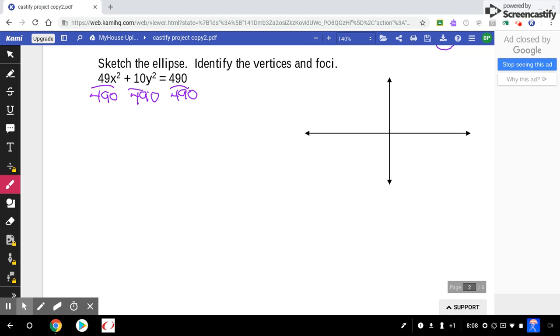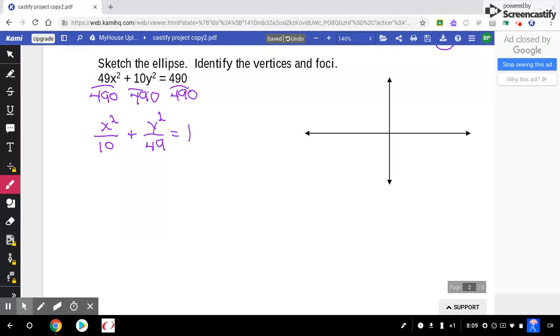So let's check out what the equation is down to. Well, 49 over 490 would reduce down to 1 over 10. So I've got an x squared over 10. Plus, I get a 10 over 490 for the y term. That's going to reduce down to 1 over 49, or y squared over 49. And of course, 490 divided by 490 is 1. So we've got standard ellipse form.